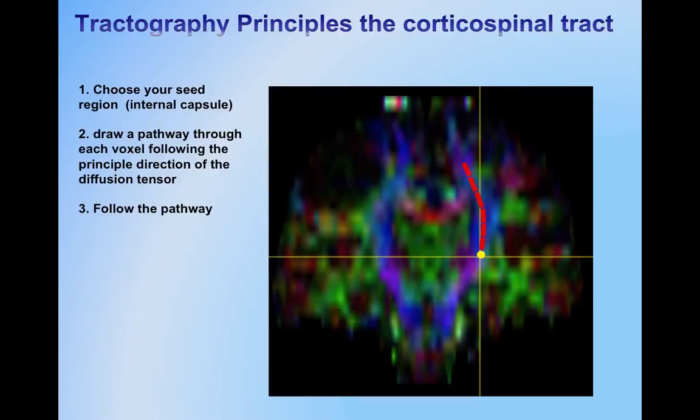Because what we're doing is making the assumption that if you've got a whole bunch of axons all bundled together, then water is going to more readily flow along those axons than against them. So we're mapping out the way the water would be flowing, and at the same time that means we're mapping out the axons. So we create this pathway, we follow it along, and then we know that the pathway is supposed to stop up here in the motor cortex.